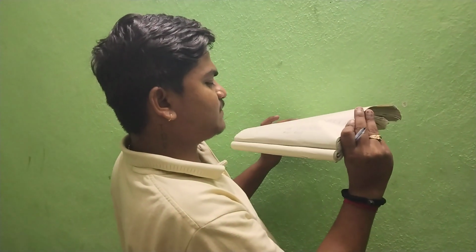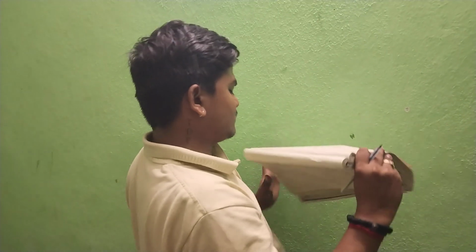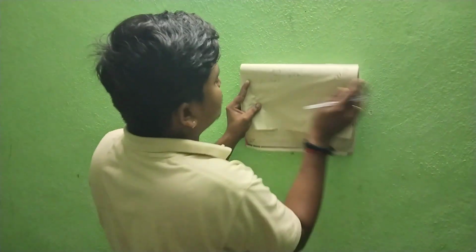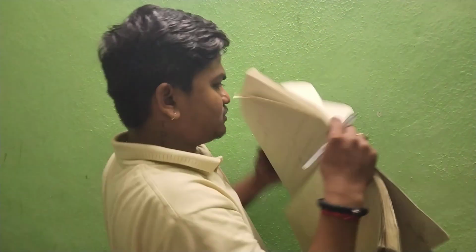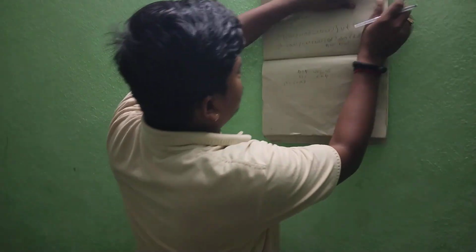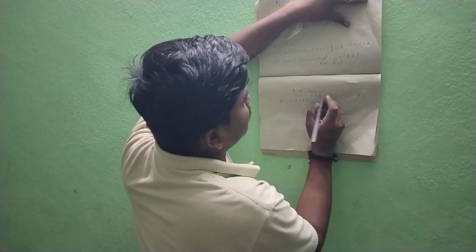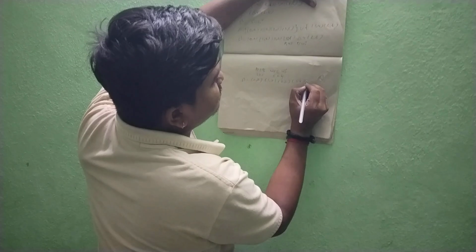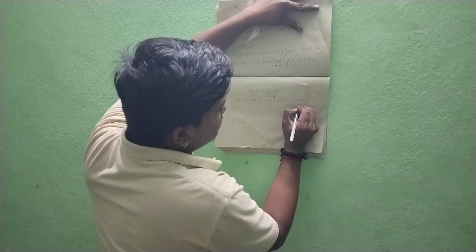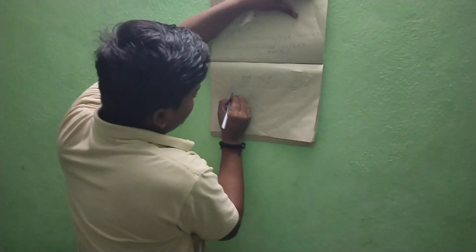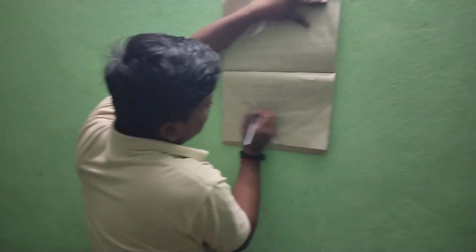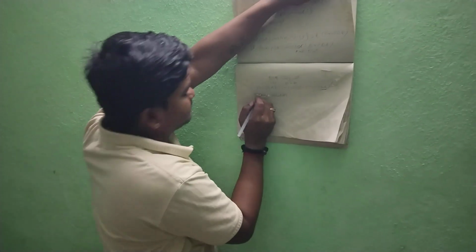So I will explain the optimal solution. S3 is equal to 0 comma 0, 1 comma 2, 2 comma 3, 5 comma 4, 6 comma 6. It is the final output. Finally, we explain the optimal solution.